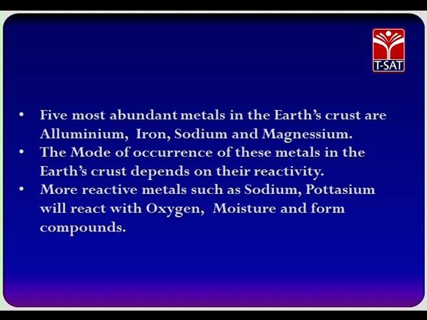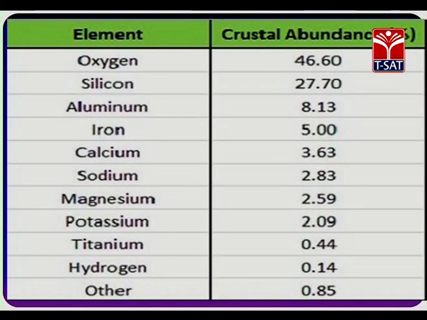The mode of occurrence of these metals in the earth's crust depends upon their reactivity. Most reactive metals such as sodium and potassium will react with oxygen and moisture and form compounds. So, more reactive elements are found in the form of minerals which are mostly combined with oxygen or sulfur. So, let us see the abundance of the elements which are found in the earth's crust. Children, oxygen is the most abundant non-metal. Its abundance is 46.6%. Silicon is present in sand, its abundance is 27.7%.